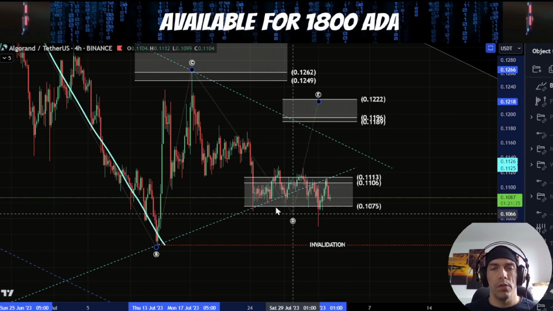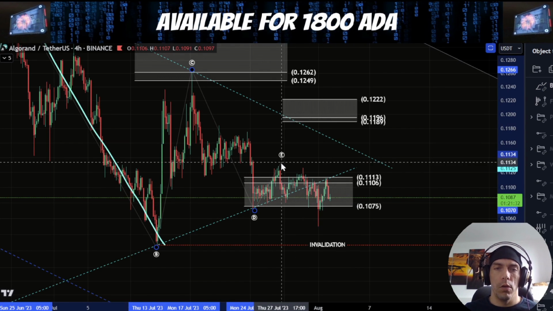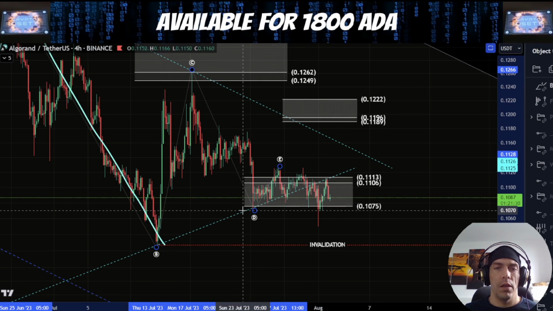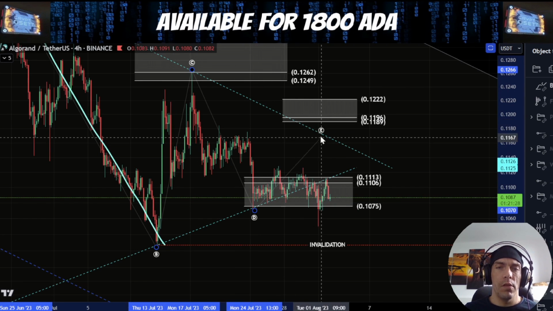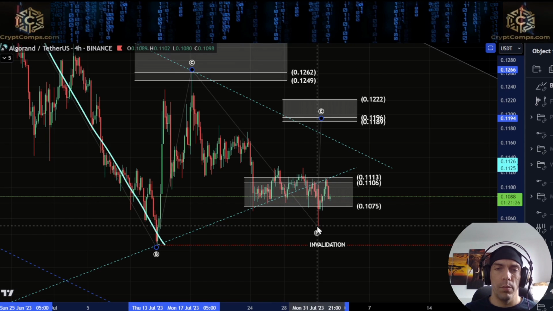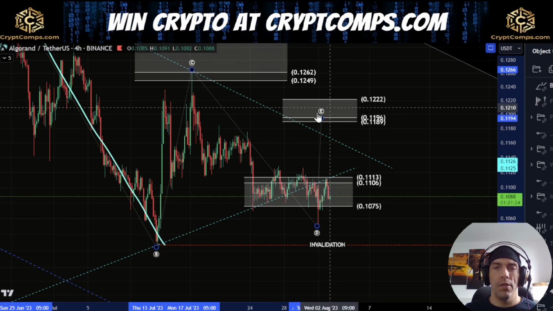Now, it is also possible that within this count, what we could argue is that we have something like this, where we get a truncation in this E wave. So we need to be careful of it. I am still looking for that possibility of a push to the upside here, potentially for this E wave.